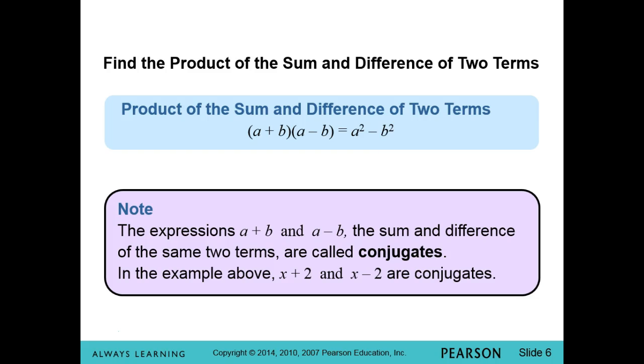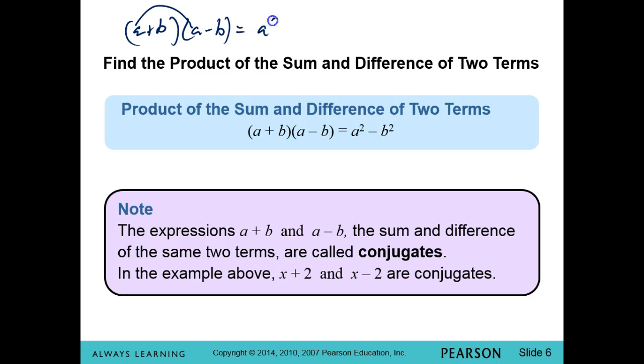So, if we're doing that, I think we can use good old FOIL, can't we? Let's do that. A plus B times A minus B. Let's FOIL it. We don't have to memorize any new formula. See, what do we get first?